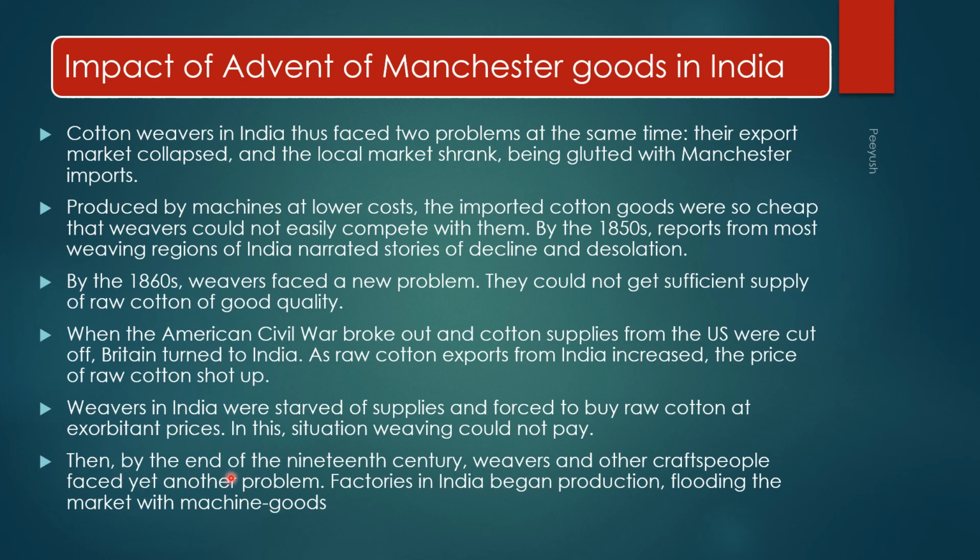Then by the end of the 19th century, weavers and other craftspeople faced yet another problem. Factories in India began production, flooding the market with machine goods. By this time, things were coming from Manchester, and thereafter, Indian industries were also set up, and these Indian industries also started flooding the market with machine-made goods.